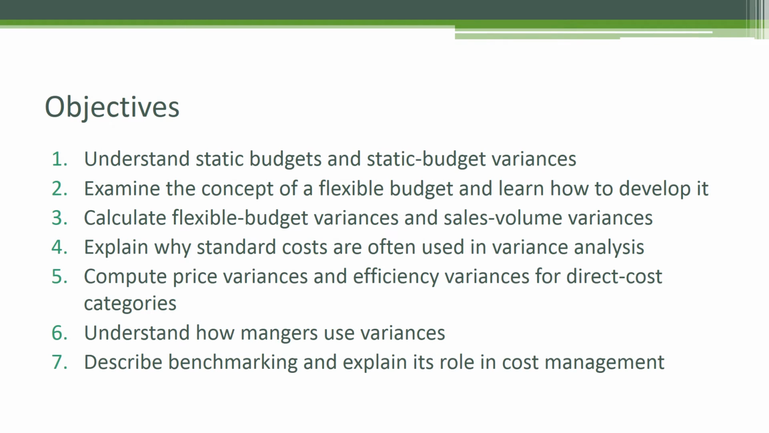Our objectives include understanding static budgets and static budget variances. We're going to examine the concept of a flexible budget and learn how to develop it. Calculate flexible budget variances and sales volume variances. Explain why standard costs are often used in variance analysis. Compute price variances and efficiency variances for direct cost categories. Understand how managers use variances, and describe benchmarking and explain its role in cost management.